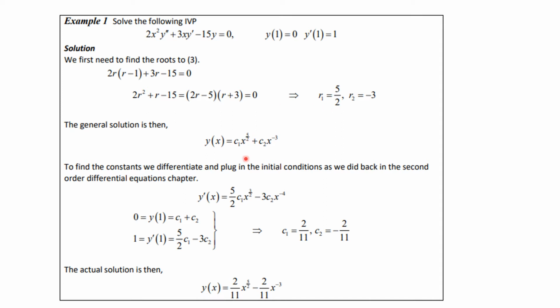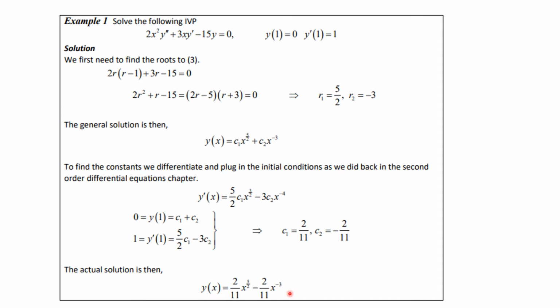That means the general solution is y equals c1 x to the 5/2 plus c2 x to the -3. Now to find the constants, we're going to have to plug in to that expression and to the derivative. Here we take the derivative, we plug in, and we get two equations in two unknowns. We solve these, and this is what c1 and c2 are. So the actual solution then is this one.